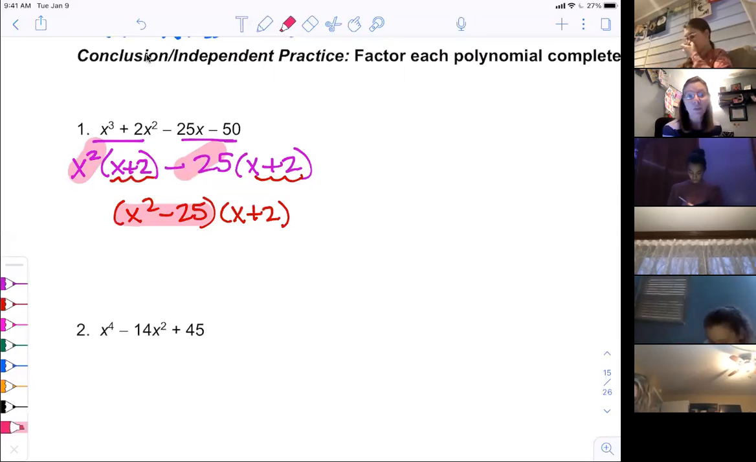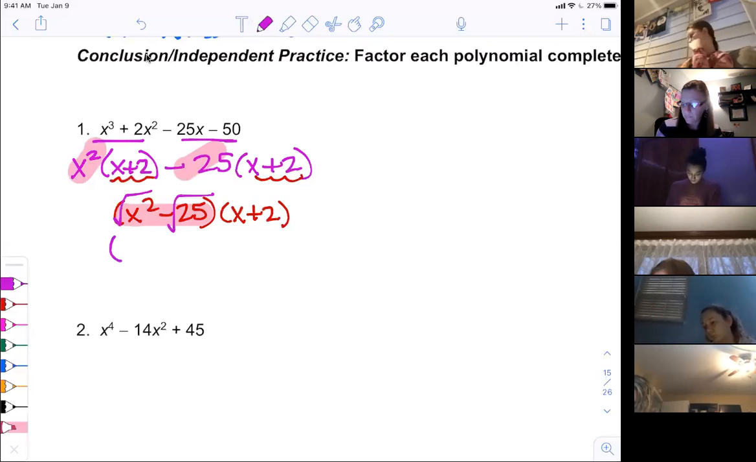Riley, can x squared minus 25 be factored anymore? Yes. And how does it factor, Riley? Would you do the pattern where it's like a squared minus b squared? Yep. So this is the difference of 2 squares. If you take the square root of both of those, what do you get? X minus 5 and x plus 5.